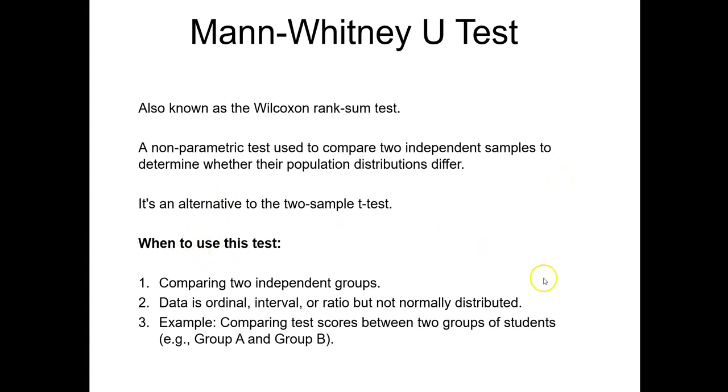Now when to use this test? This test is used when we need to compare two independent groups. The first assumption is that the two groups are independent of each other. Then second, that we already discussed, that the data is not normally distributed. Let us take some example. An example can be comparing test scores between two groups of students, group A and group B. In these kinds of scenarios, we apply Mann-Whitney U test.